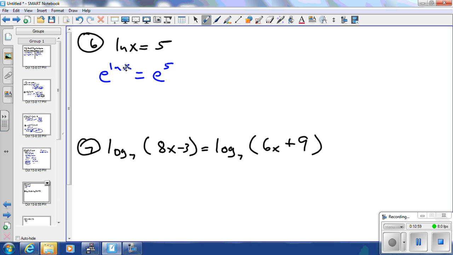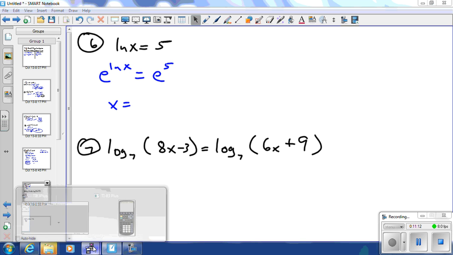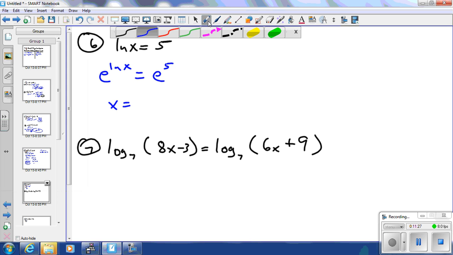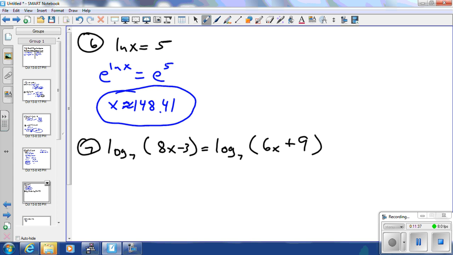So think about this here. This is natural log base e of x. So this says e to the power of whatever this is equal to will give me x. Well, I'm taking e to that power, so I am going to get x. And then I just go to my calculator and ask it what is e to the 5th power. So e to the power of 5 is approximately 148.41. Once again, I keep forgetting to put approximate signs, but these are approximate answers.